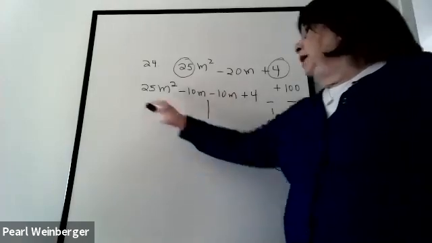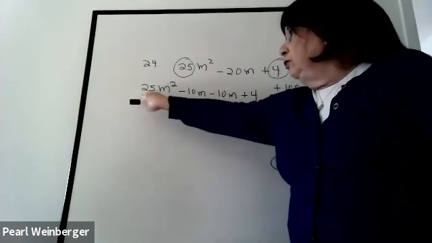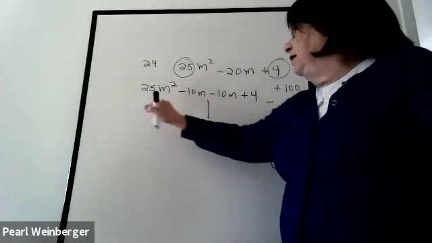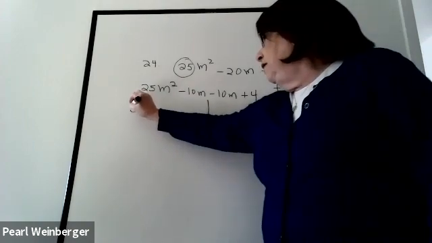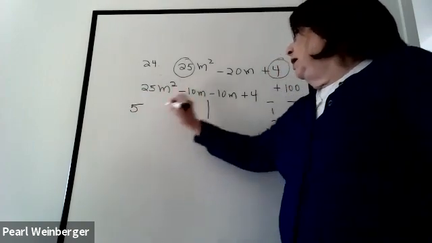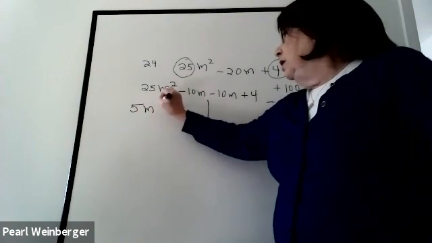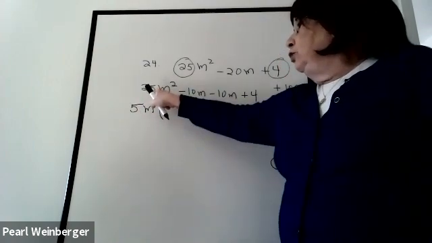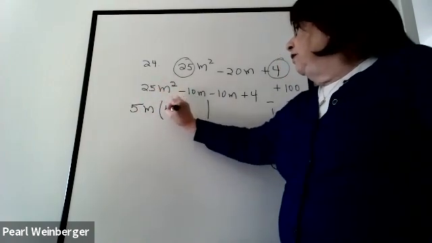And here is my group. In my first group, 25 and 10 have a common factor of 5. M squared and m have a common factor of m. So 5m into 25m squared will give me 5m.